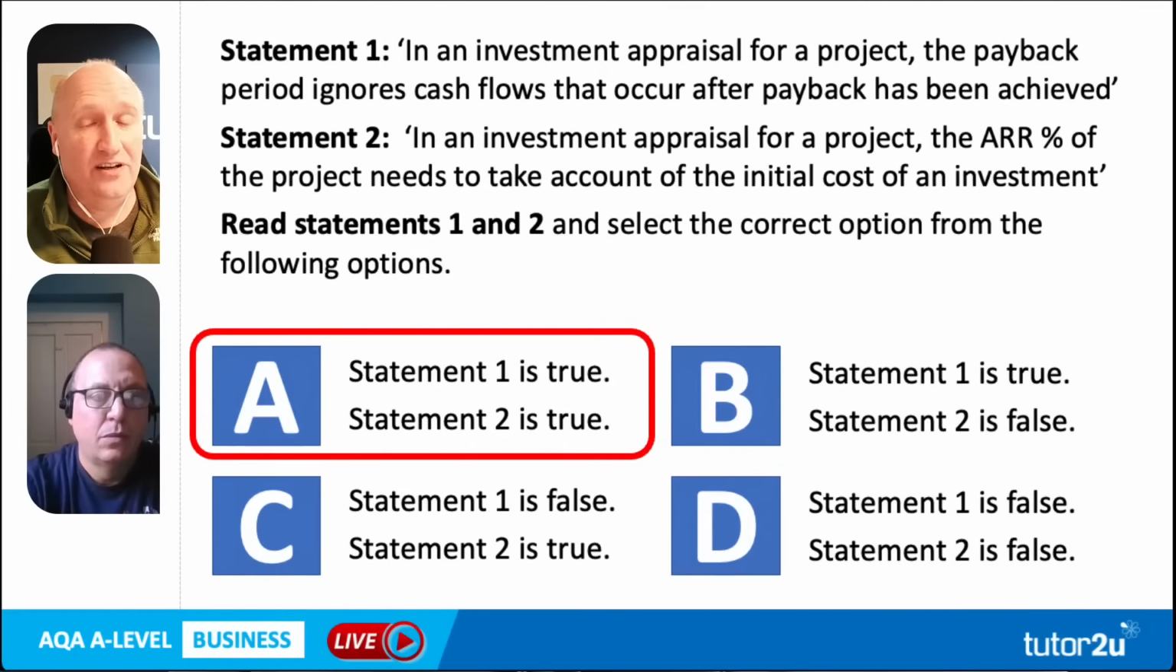And perhaps, as we'll see in a few minutes, the ARR does need to take account of the initial cost when you're working out the average annual returns. You can't ignore it. Lots of students do, and sometimes lose some marks.